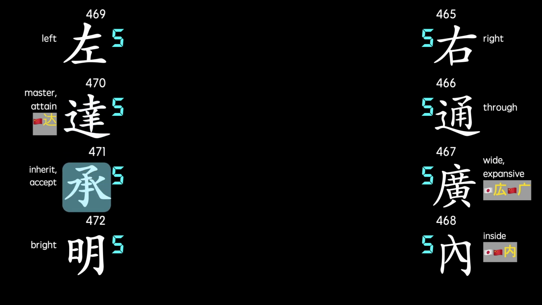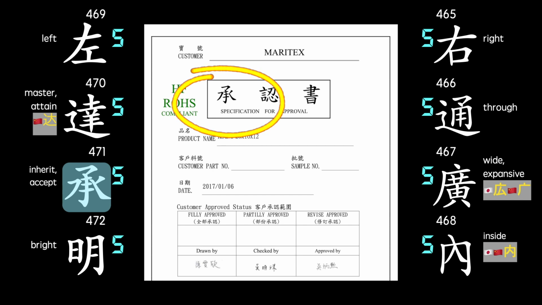This is a very common character, part of words related to undertaking something, such as accepting a contract or inheriting the throne. It appears often in approval forms or in online situations when you have to click a box to accept the terms of something.